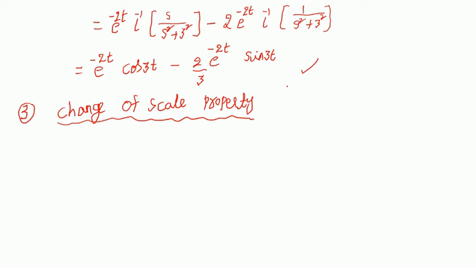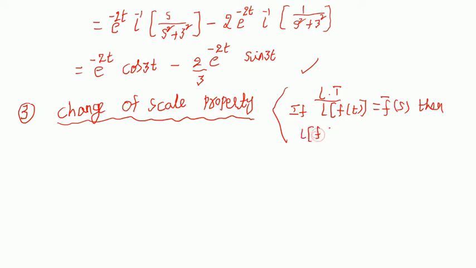So what is the statement of the change of scale property in the Laplace transform? If L of f of t is equal to f bar of s, then L of f of at is equal to 1 by a into f bar of s by a. This is the change of scale property in the Laplace transform.